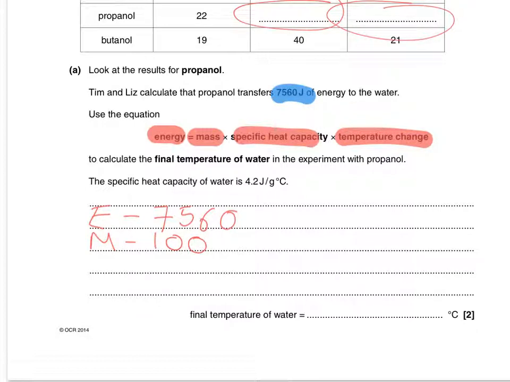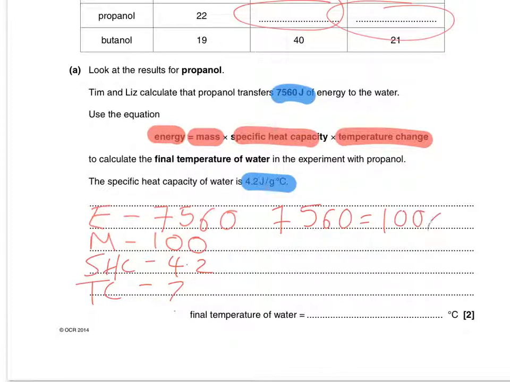Specific heat capacity, it tells us in the question. So then SHC gives us 4.2, and then temperature change is what it's actually asking us to find out. Okay, so temperature change is our question mark. So if we plug that all into the equation, we know we're going to have 7560 equals 100 times 4.2 times question mark. Okay, easiest step first, 100 times 4.2. So we've got 420 times question mark.